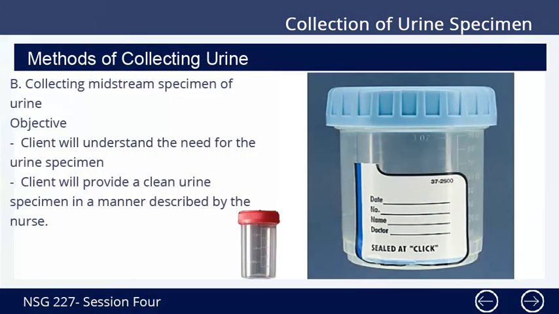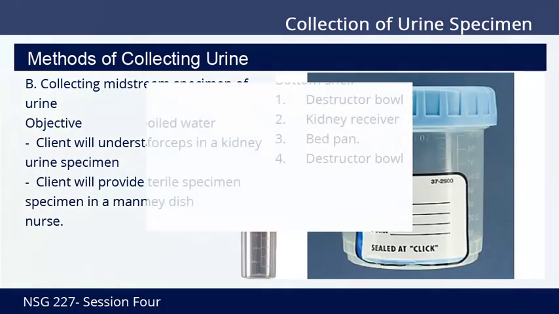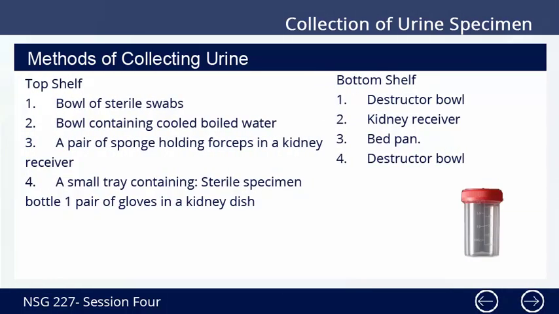B. Collecting midstream specimen of urine. Objective: clients will understand the need for the urine specimen. Clients will provide a clean urine specimen in a manner described by the nurse. A small tray containing sterile specimen bottle. 1 pair of gloves in a kidney dish.